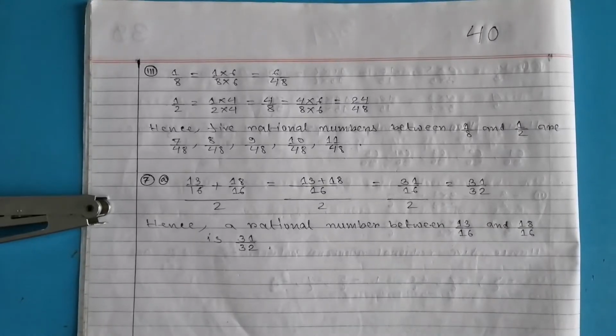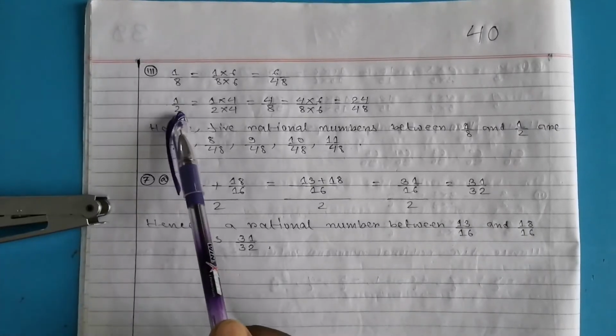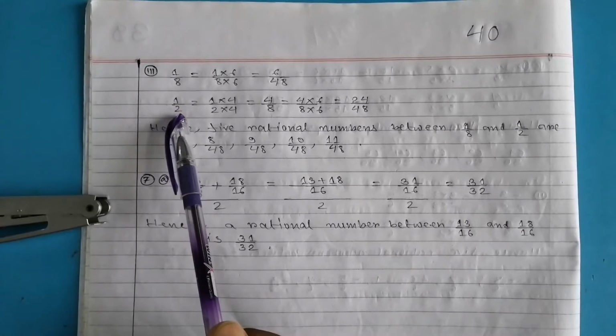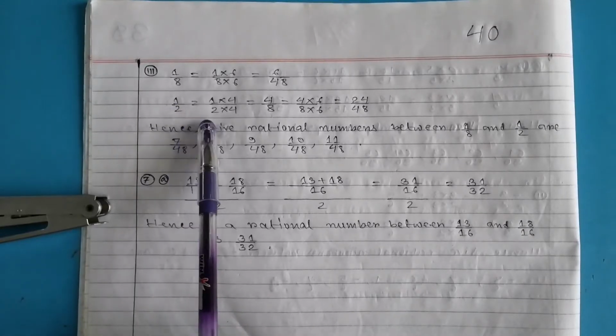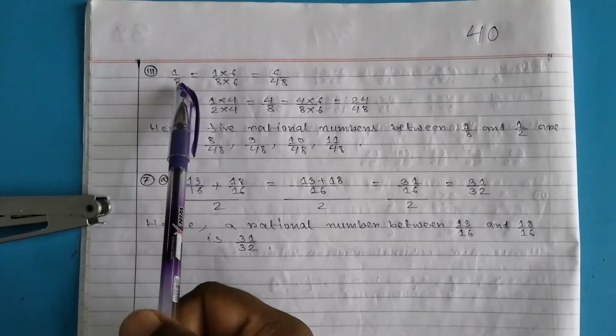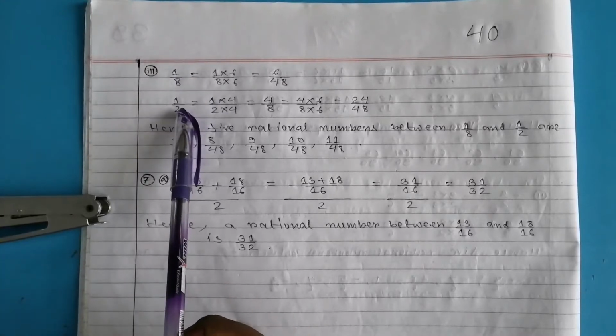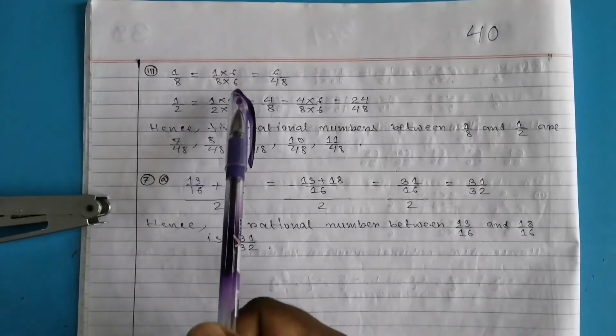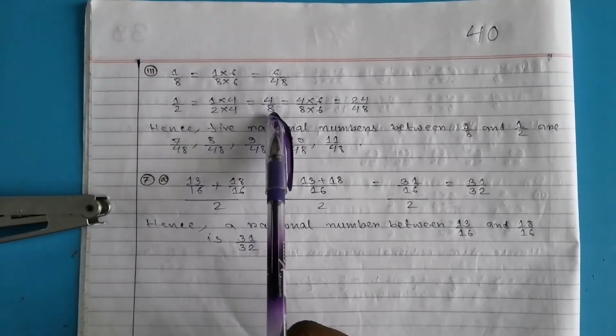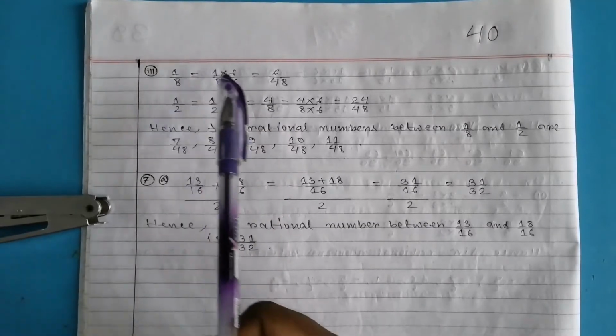In the third part, two rational numbers are given, 1 upon 8 and 1 upon 2. The LCM of 8 and 2 is 8, so make the denominator 8. This is already 8, so for the other you multiply the numerator and denominator by 4, so it is 4 upon 8. Now see, this is 1 upon 8, this is 4 upon 8.